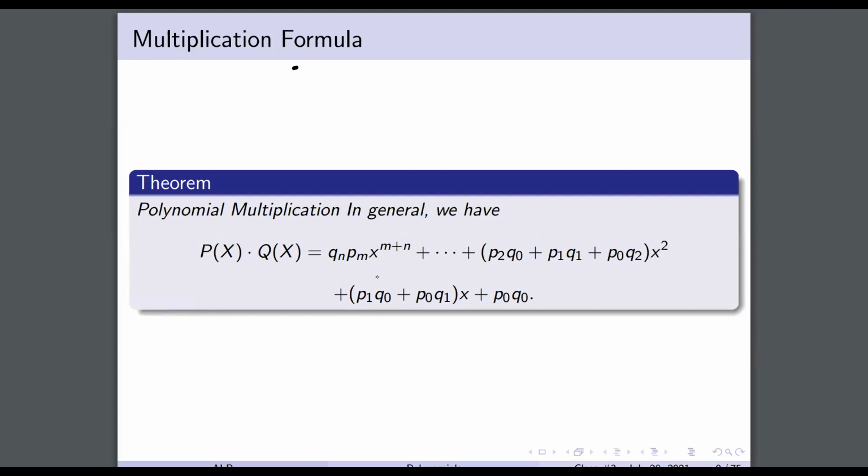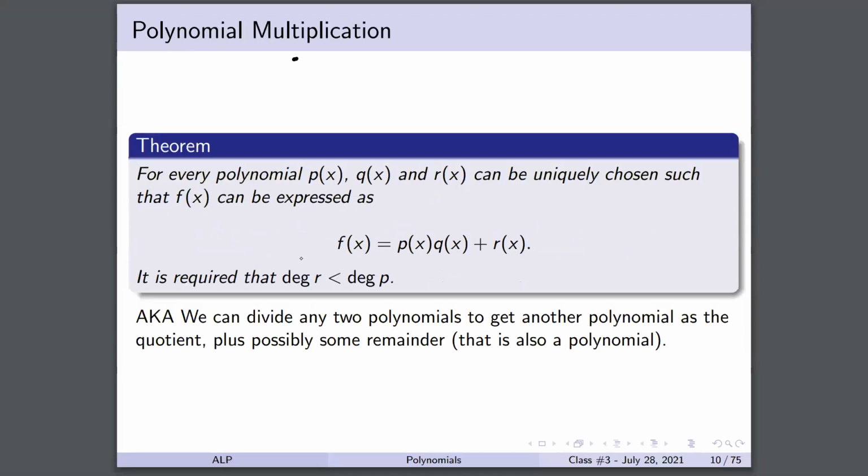Another theorem that is usually very helpful is that for every polynomial p of x, q of x, and r of x can be uniquely chosen such that f of x can be expressed as f of x equals p of x times q of x plus r of x. It is required that the degree of r is less than the degree of p. This will be explained later. We can divide any two polynomials to get another polynomial as a quotient, plus possibly some remainder that is also a polynomial.